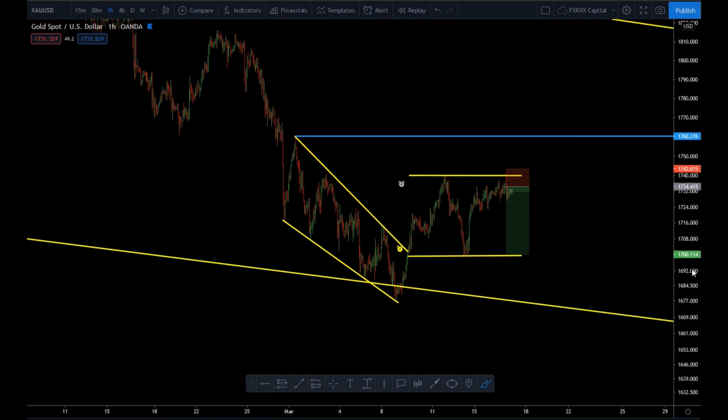Keep your momentum going and plan your trade, execute based on your forecasting.